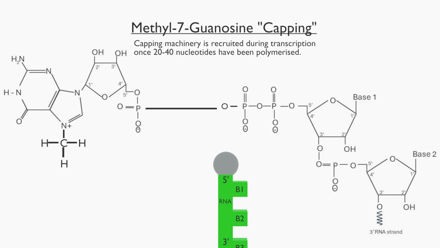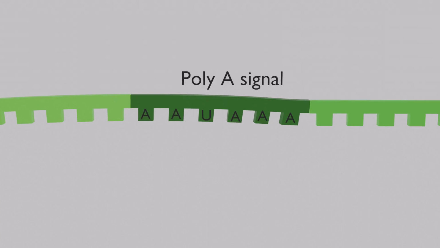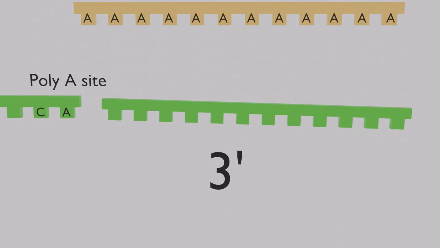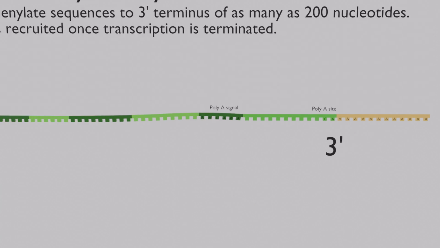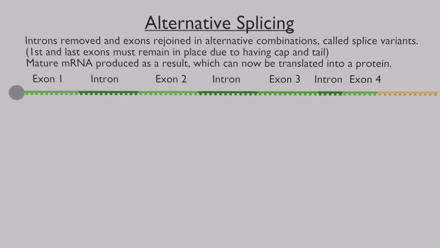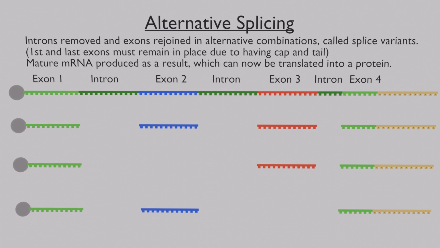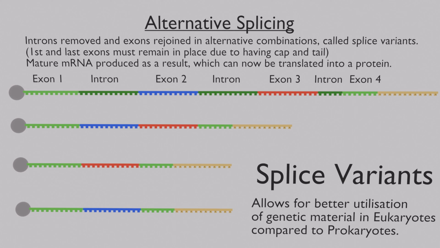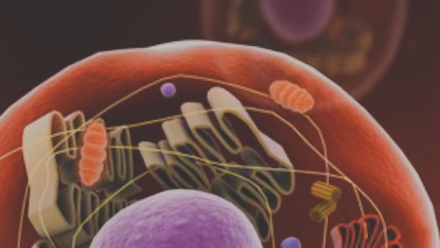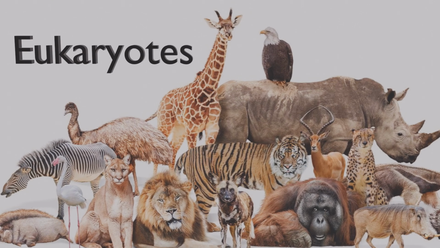Next, the 3' terminus is first modified by exonuclease digestion before the addition of polyadenylate sequences. This is known as a poly-A tail and helps maintain mRNA stability. Once capping and polyadenylation has occurred, alternative splicing can occur, in which introns are removed and exons are rejoined in alternative sequences. These are called splice variants, allowing for increased complexity without increasing the number of genes of an organism, which provides better utilization of genetic material in eukaryotes compared with prokaryotes.